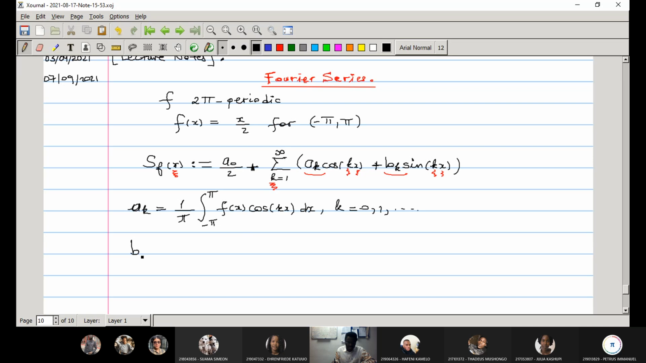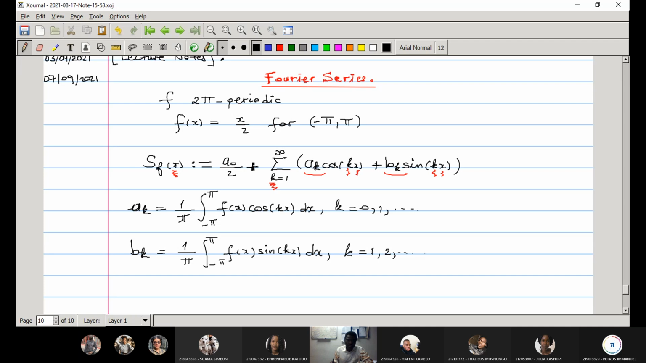Now for b_k, it is similar, you just change cosine into sine. So just copy: from negative pi to pi, f of x sine kx dx. Now k starts from 1 because b0 does not exist. Good.